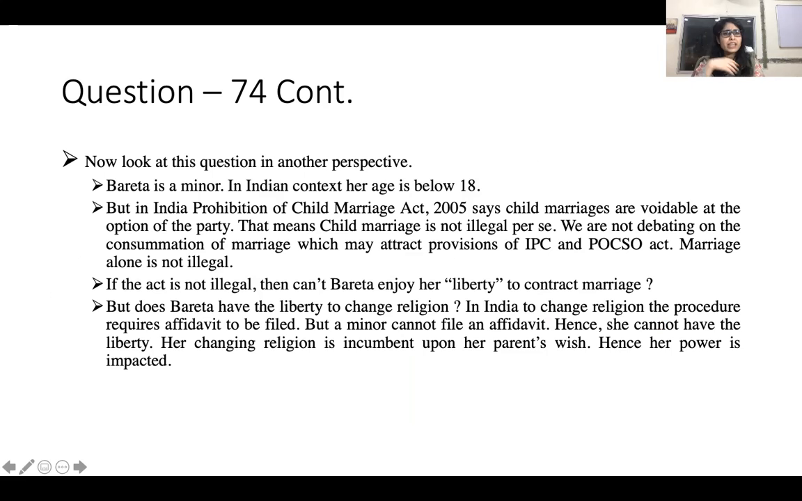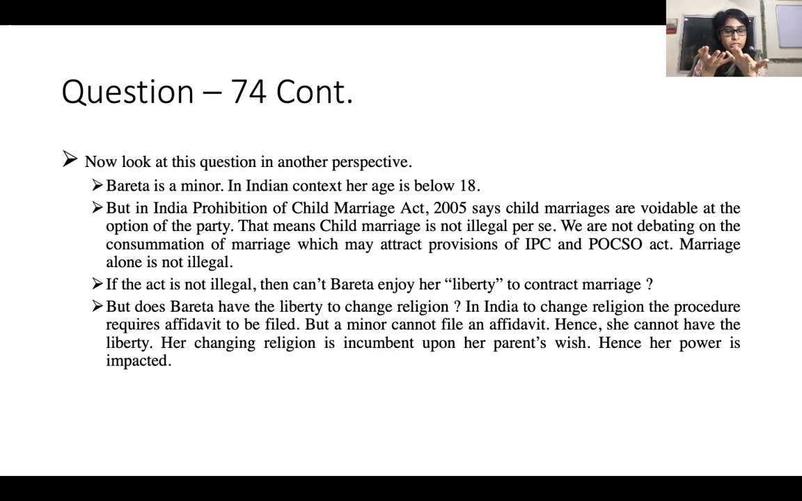Now look at this question from another perspective. This is just another perspective that I'm trying to put forth in front of you. Bareta is a minor, right? In the Indian context, her age is below 18 years. A minor is a person who is below 18 years of age, that we know. Then in India, the Prohibition of Child Marriage Act 2006 says child marriages are voidable at the option of the party. See, they are voidable at the option of the party, right? That means child marriages are not illegal per se.